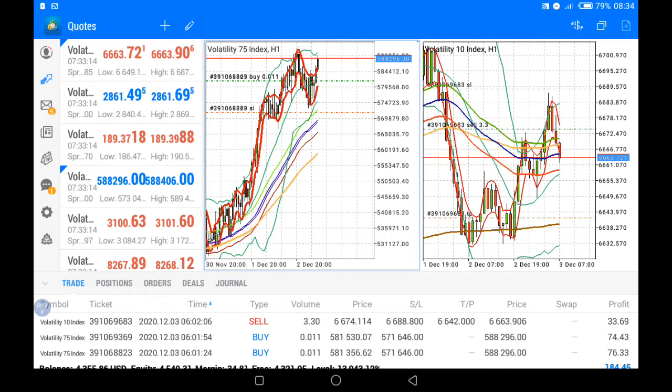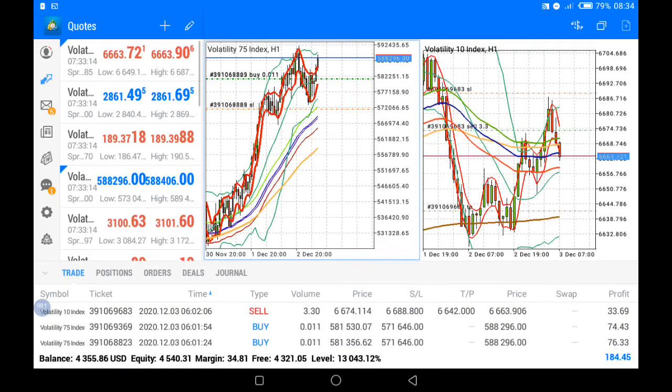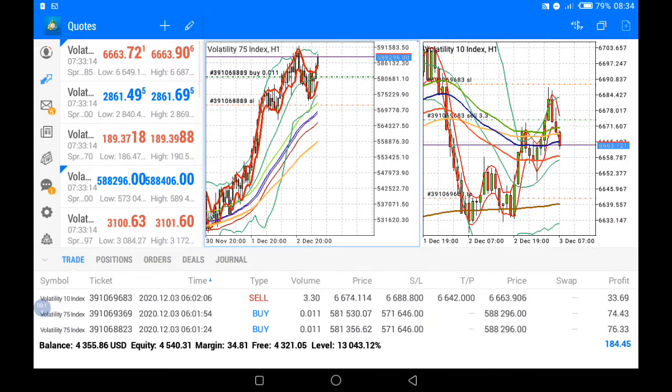Hello, I'm making this video to explain why I took these running positions. You can see the charts: V75 on the 1 hour time frame and Volatility 10, also on the 1 hour time frame. I want to explain why I took these positions. You can see the running trades right now, and how the positions are right now.